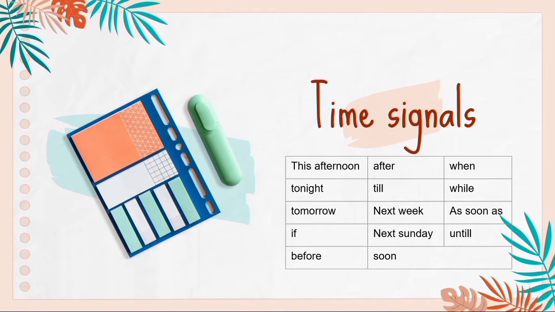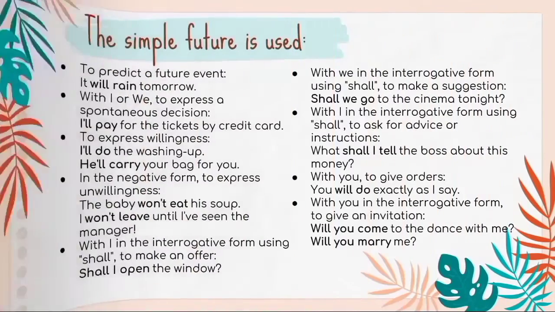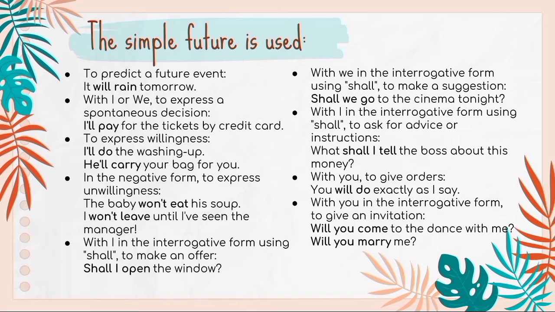Time signals of simple future tense, among others, are this afternoon, after, when, tonight, till, while, tomorrow, next week, as soon as, if, next Sunday, until, before, and soon. The simple future is used for: 1. To predict a future event. As an example, it will rain tomorrow.